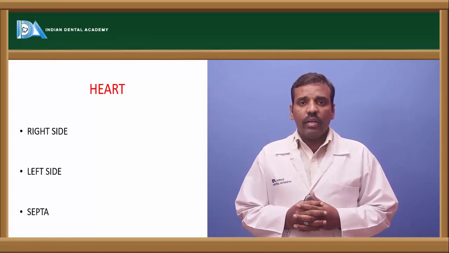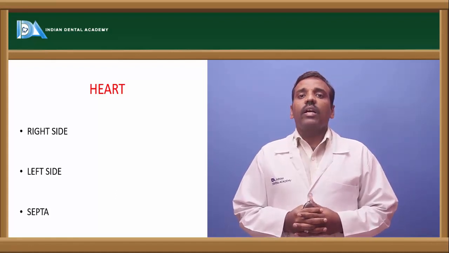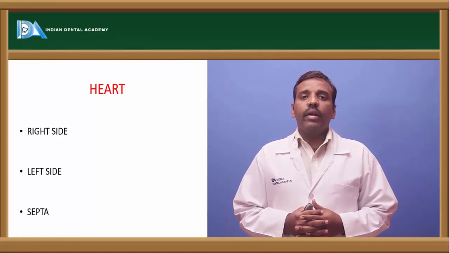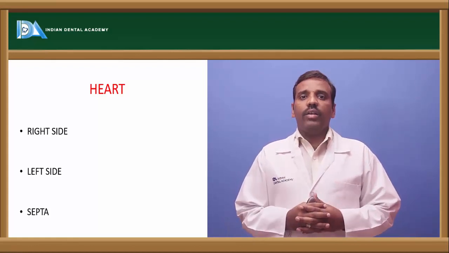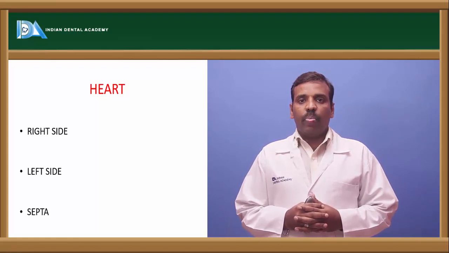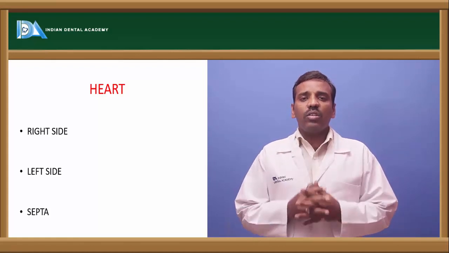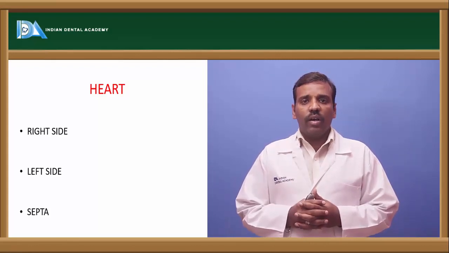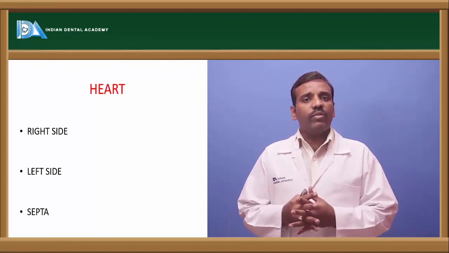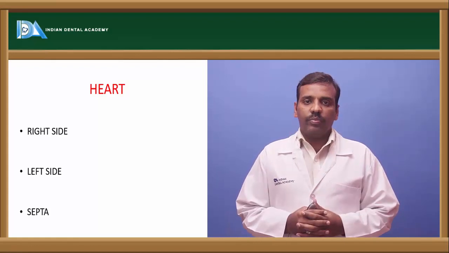This heart is made up of cardiac muscle, and the heart contains auricles and ventricles. If you see the parts of the heart, it divides into three parts: the right side of the heart, the left side of the heart, and the septum.